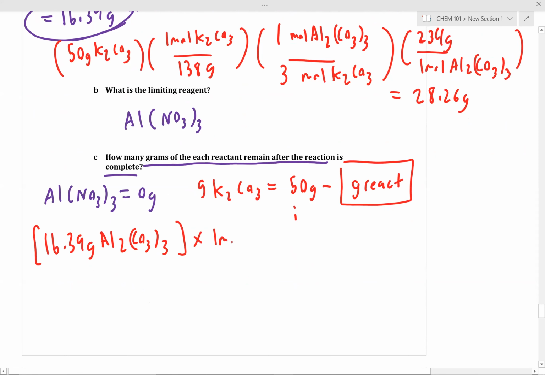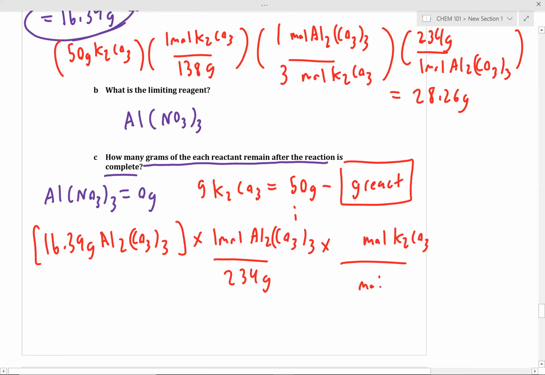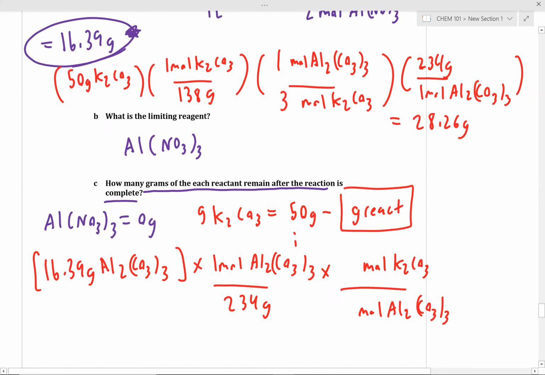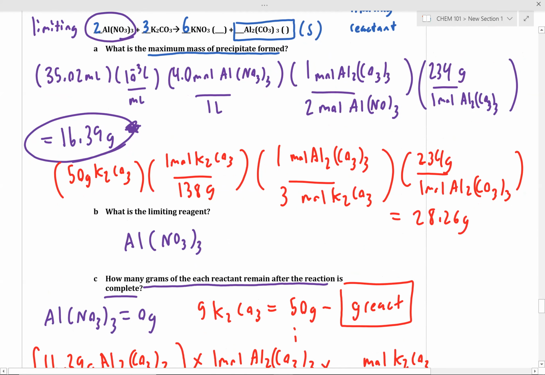So we know in 1 mole of aluminum carbonate we have 234 grams. Now the question is, how many moles of potassium carbonate are required to react to make how many moles of aluminum carbonate? Let's look at our mole to mole ratio. For every 1 molecule of aluminum carbonate produced, we use up how many molecules of potassium carbonate? What's our coefficient in front of potassium carbonate?